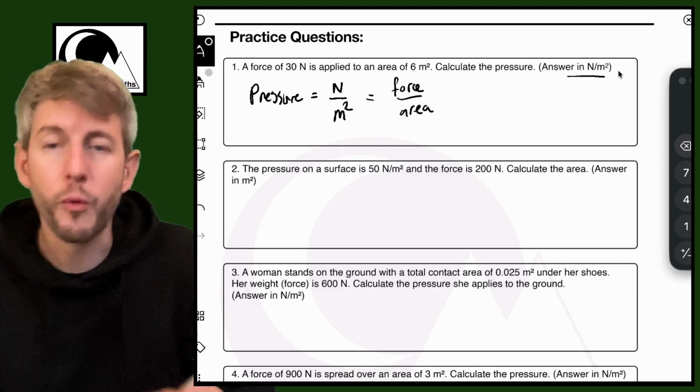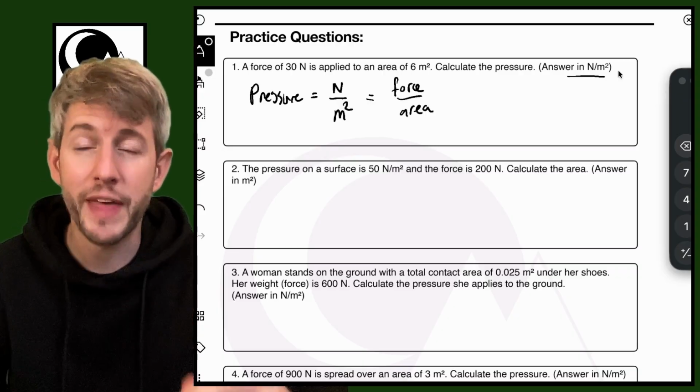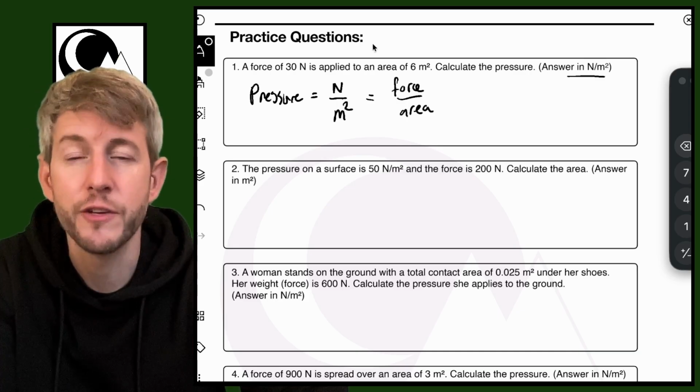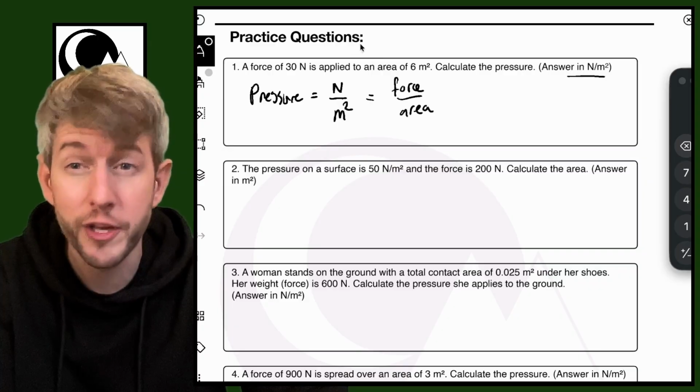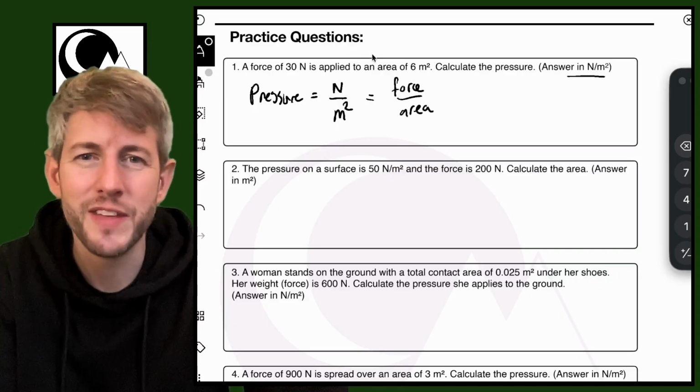So that's what we're looking at for pressure. Pressure is the force divided by the area, but specifically it has to be these units, newtons and meters squared. So if you get given information in other units, you need to make sure that you change it into these units first.